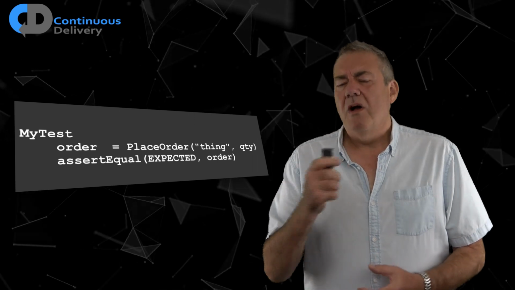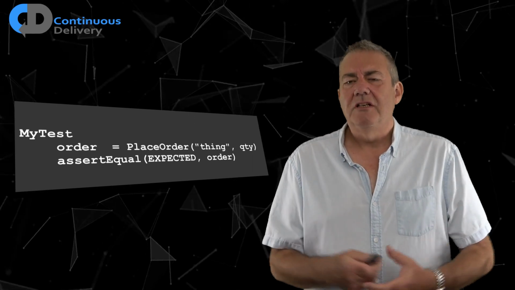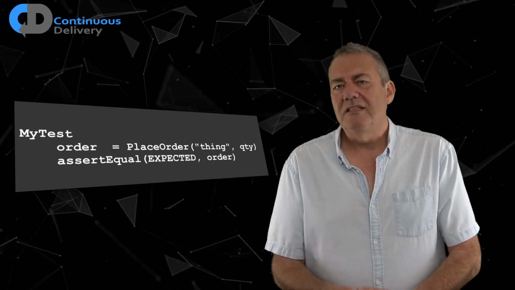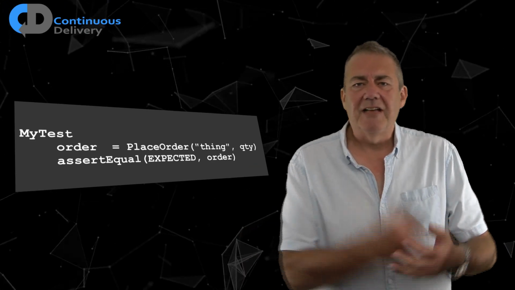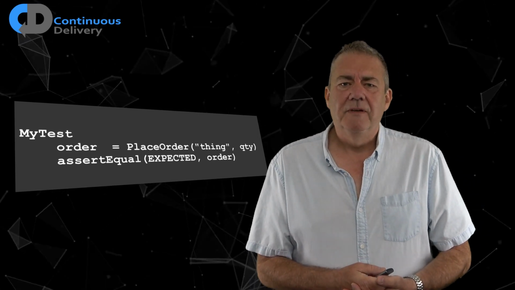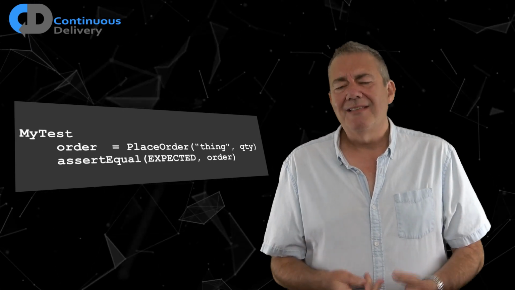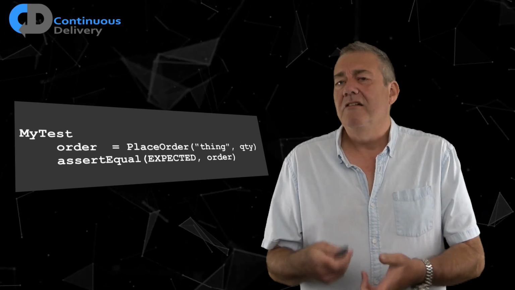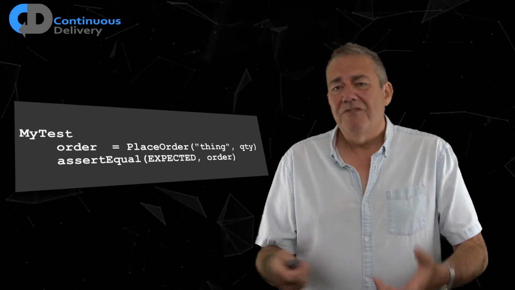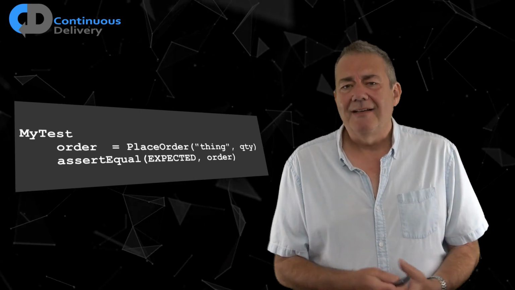Now, what if that order included a timestamp? What if internally, as the order is generated, we create a timestamp and attach that to the order? How does our comparison work then? How do I recreate a test that will work? What value do I expect in my expected version of the order if time is going on behind our backs?